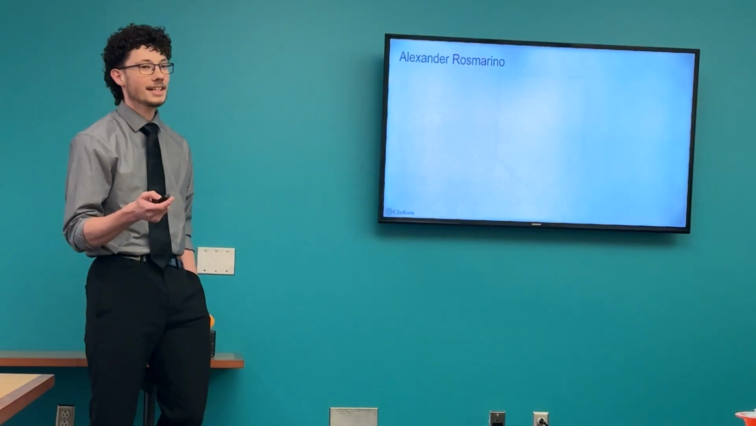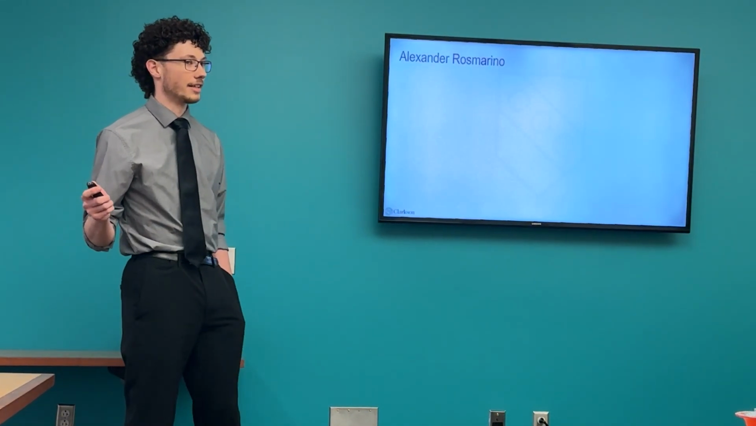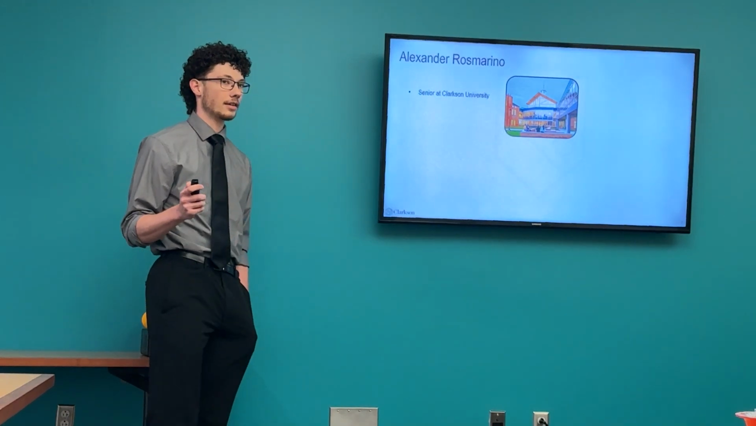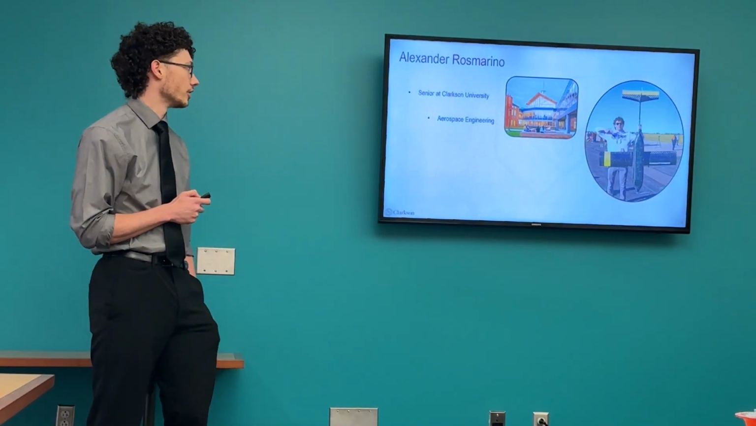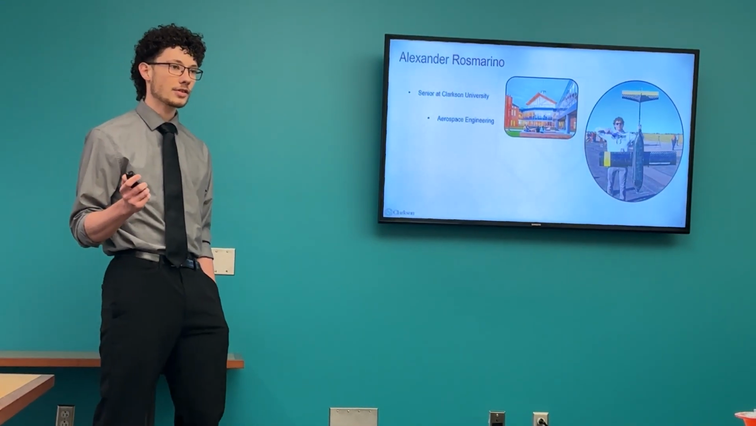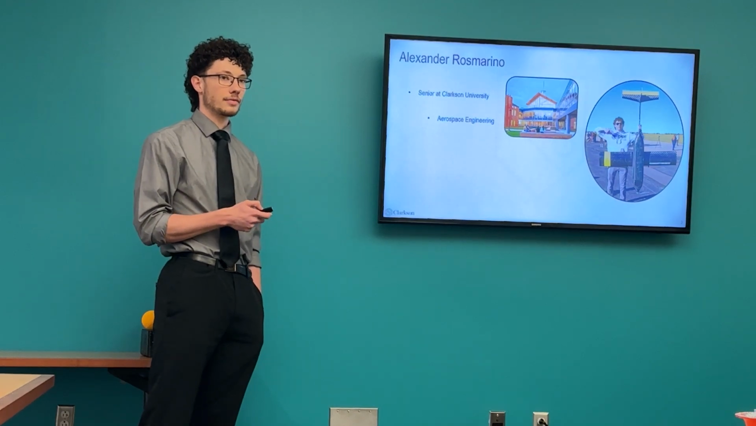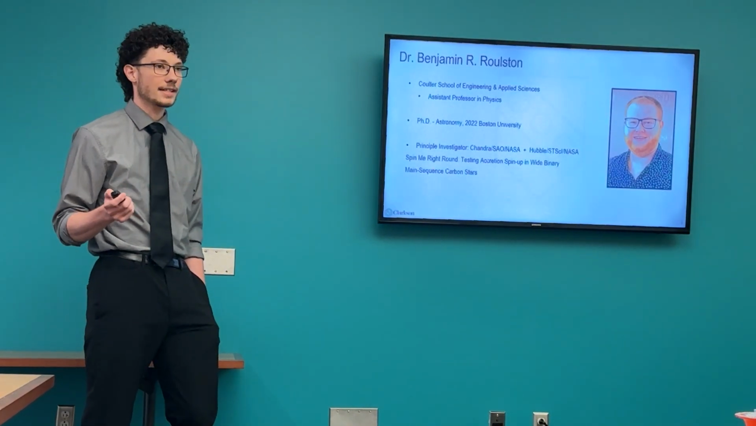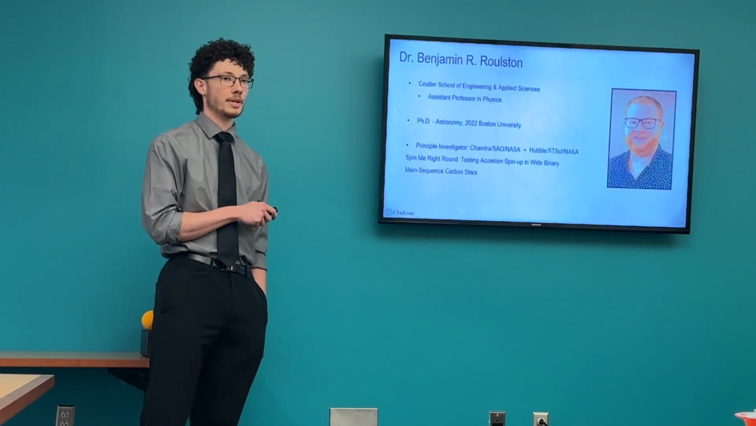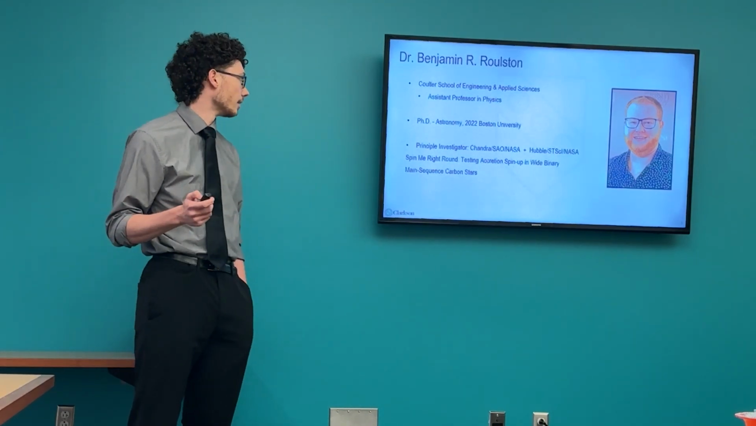There we go. Okay, so a little bit about me. My name is Alexander Rosmarino. I'm a senior here at Clarkson University in aerospace engineering. And for the past 8 months or so, I've been doing astrophysics research with Dr. Roulston here. He's an assistant professor in physics and the principal investigator for the spin me right round research that I'm going to be talking about.